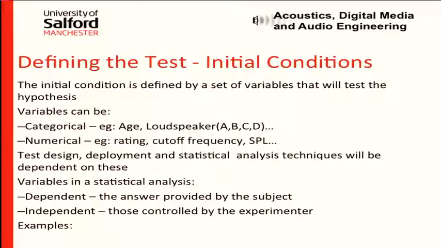Then you look at the variables in terms of their statistical position. A dependent variable is what you actually collect from the subject. So if I ask you, how much do you like this sound, on a scale of 1 to 10, that scale of 1 to 10 will be the dependent variable. But I will be testing over a number of sounds, say 3 different sounds. Those 3 different sounds will form the independent variable, so they will vary in some way. If we're testing, say, 2 or 3 loudspeakers, the loudspeakers are the independent variable, the rating is the dependent variable. So you need to keep these concepts in your mind.